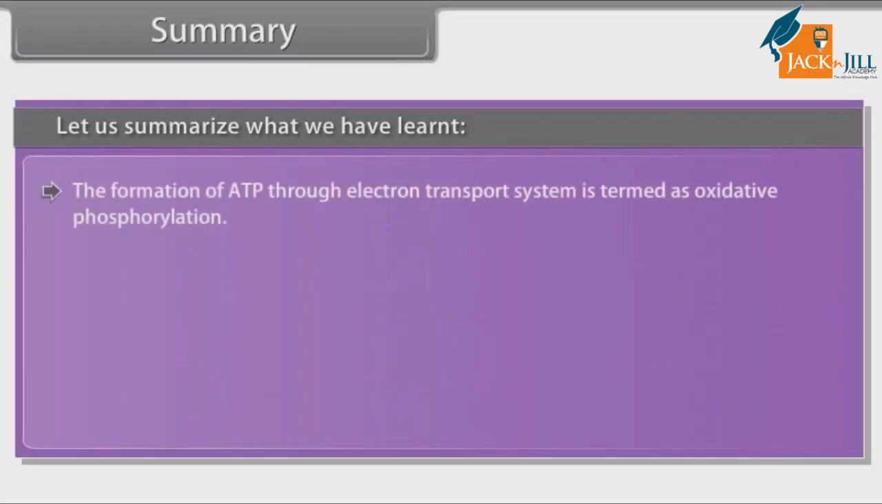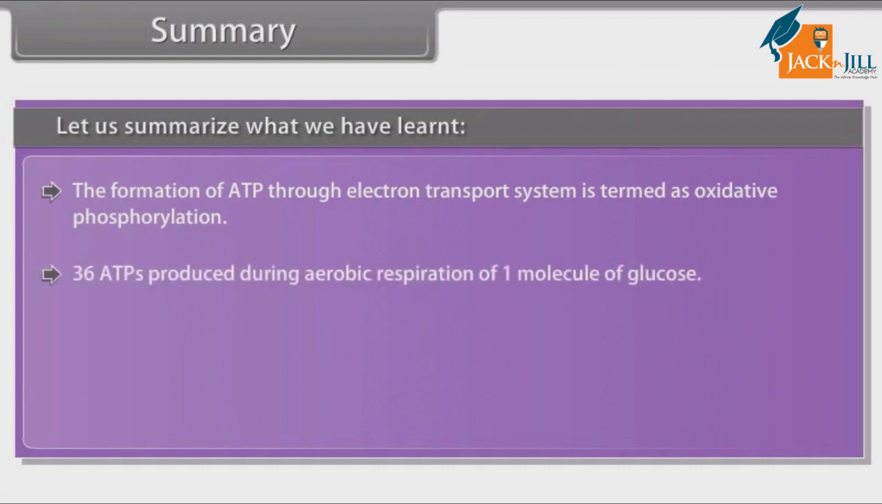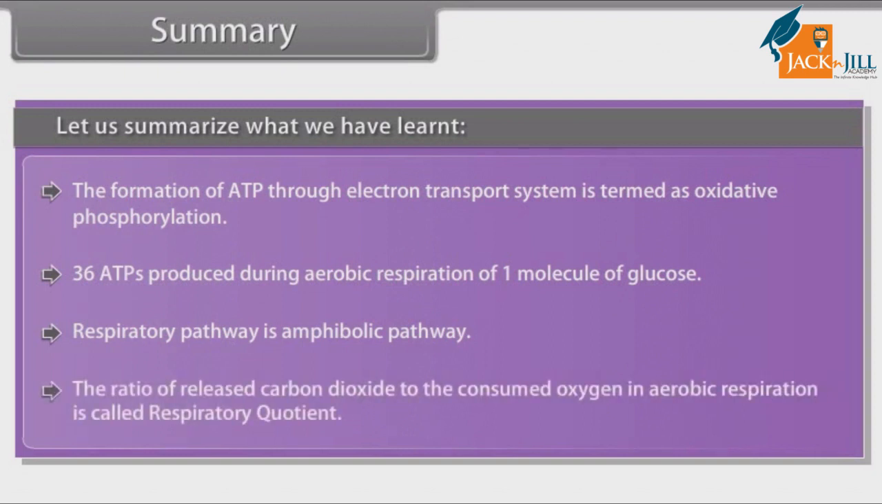The formation of ATP through electron transport system is termed oxidative phosphorylation. 36 ATPs are produced during aerobic respiration of one molecule of glucose. Respiratory pathway is an amphibolic pathway. The ratio of released carbon dioxide to the consumed oxygen in aerobic respiration is called respiratory quotient.